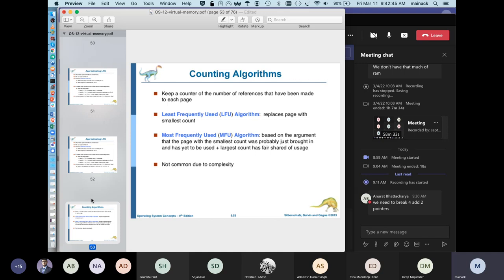So for each page, you know how many times it was referenced in main memory, right? If you want to replace a page, replace the page with the smallest count, which is the page which is never used.